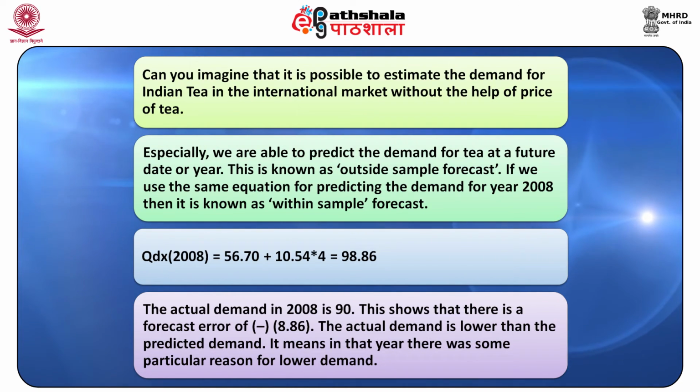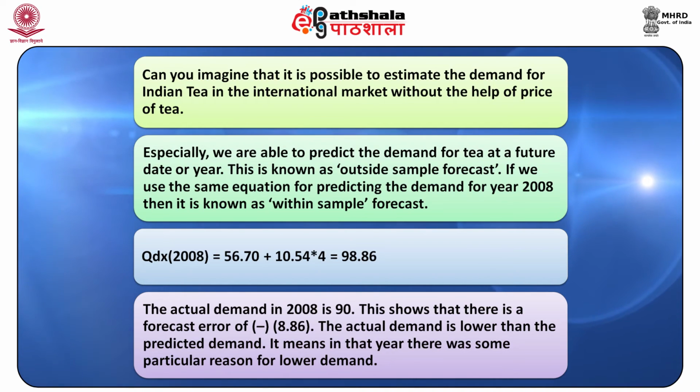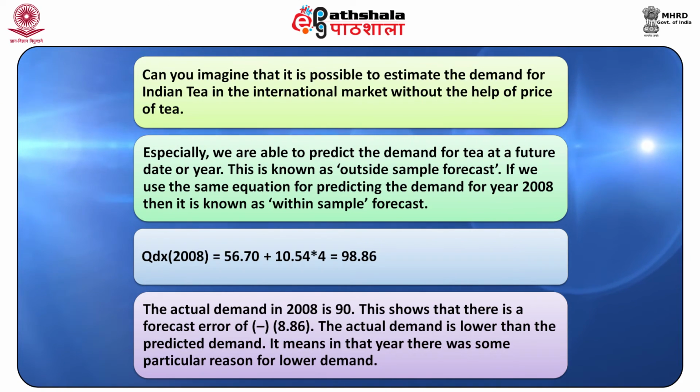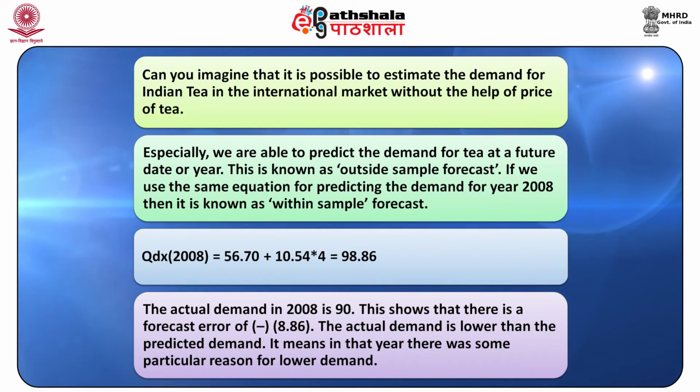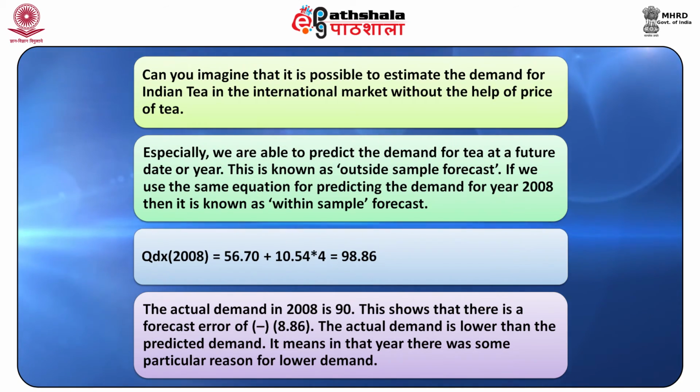This shows that there is a forecast error of negative 8.86. The actual demand is lower than the predicted demand. It means in that year there was some particular reason for lower demand.